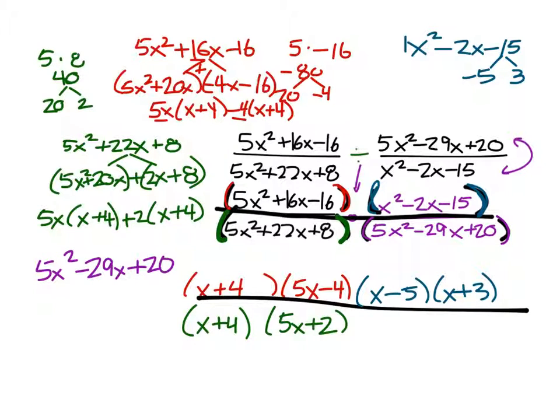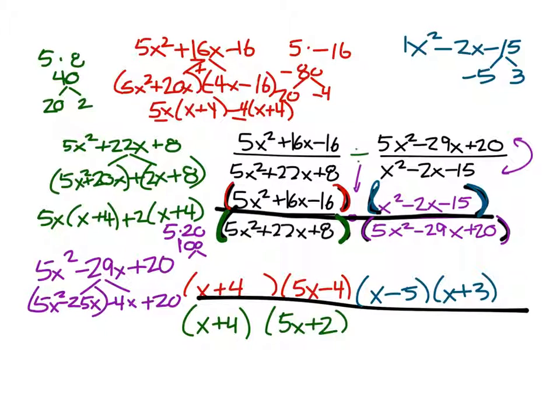Next up, we're going to look at the 5x squared minus 29x plus 20. And this one we'll have to do factoring by grouping. So I'll do 5 times 20, which is 100. And I need two factors of 100 to add up to negative 29. And I'm going to be using negative 25 and negative 4. So I got negative 25x minus 4x, which would give us that negative 29x. And now we're ready to factor by grouping.